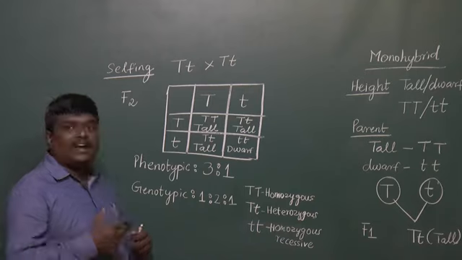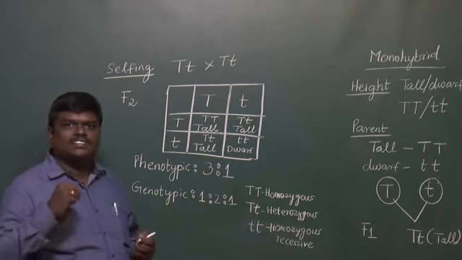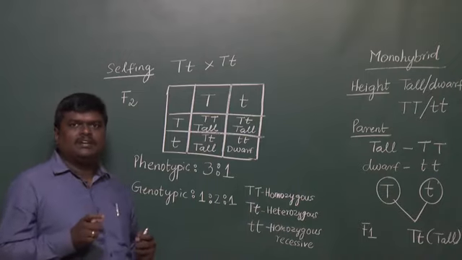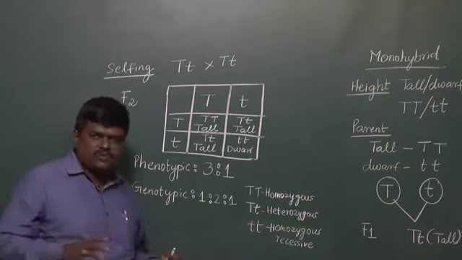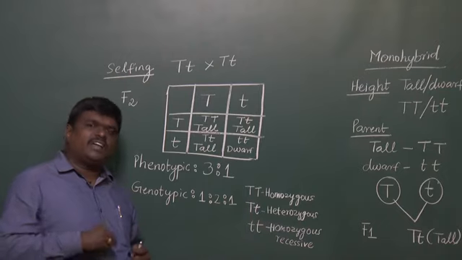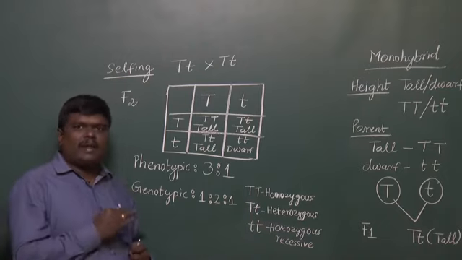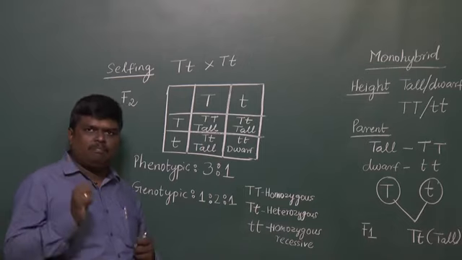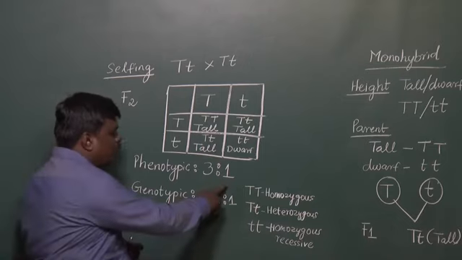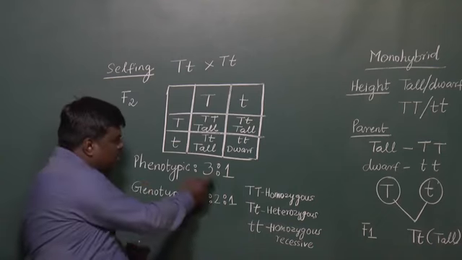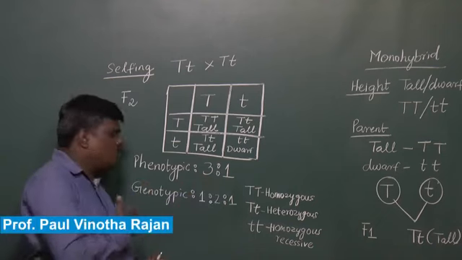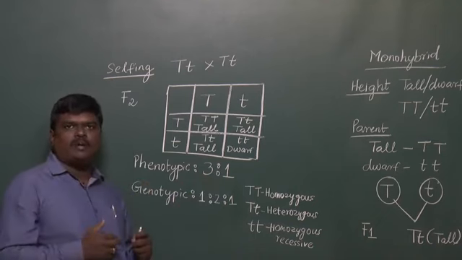This is about the monohybrid cross, a hybridization experiment conducted in Pisum sativum. The character is the height of the plant, that is, tall plant and dwarf plant. When he crossed the tall plant with the dwarf plant, in the first generation all the plants were tall, whereas in the F2 generation three plants were tall and he obtained one dwarf plant. That is the ratio: three were tall and one was the recessive character. This is the ratio he obtained in the monohybrid cross.